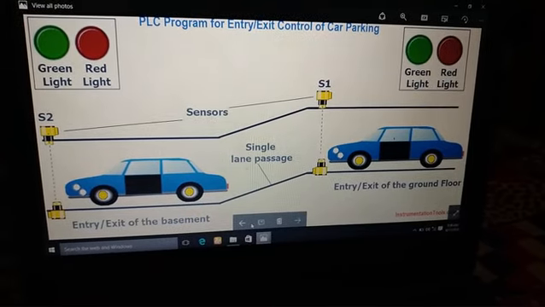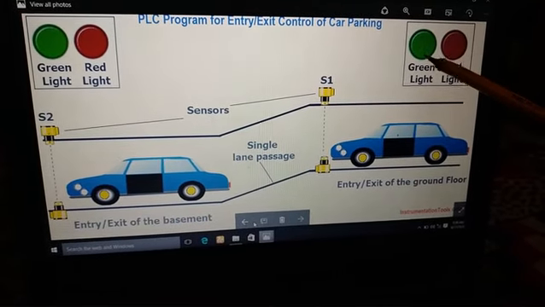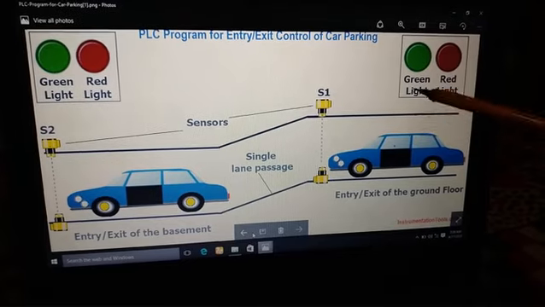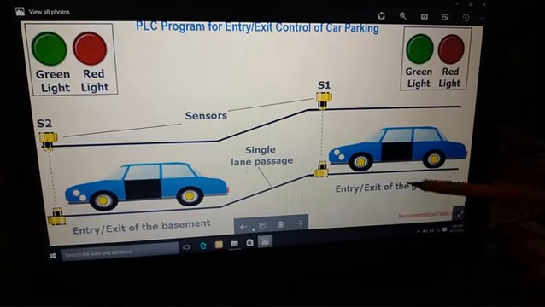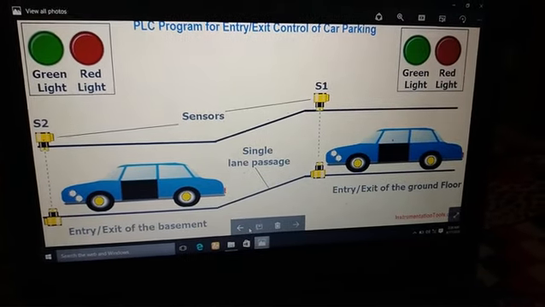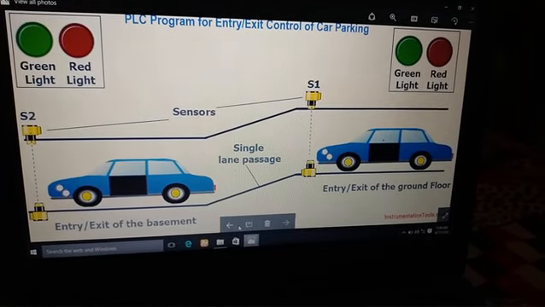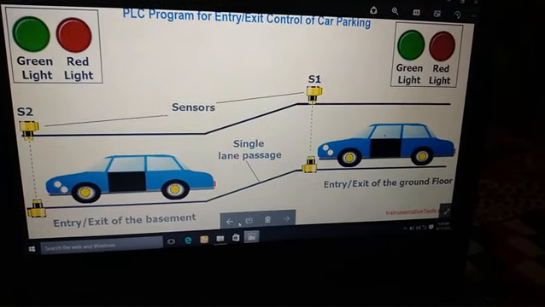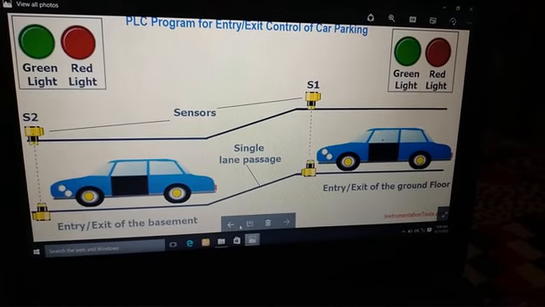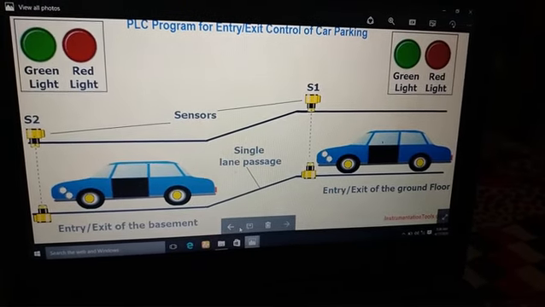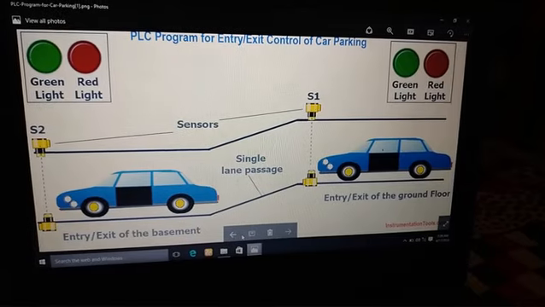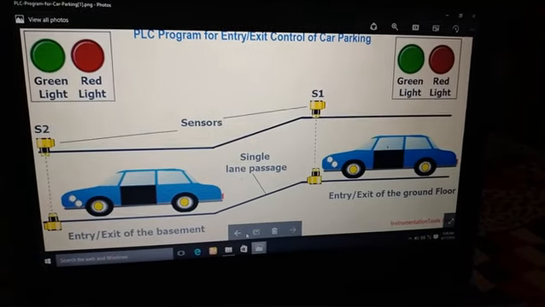Here we are using two lights, a green light and a red light. Both are used at the ground floor and the basement. The red light is used to prohibit the entering and leaving of cars, and the green light is used to allow cars to enter and leave.